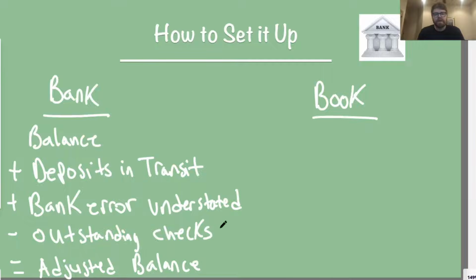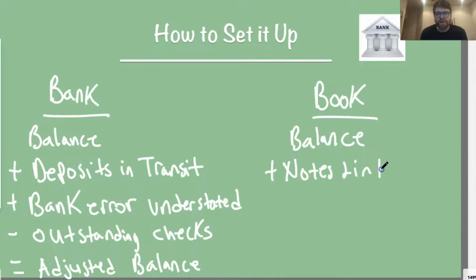Okay. Now over here on the book side, there's some more, but we're not going to go through all of them. So you start with your balance. You'll add in any notes and interest. So what happens there basically is that sometimes the bank will receive a payment from a customer or receive interest from a customer, and then they tell the book or the company, hey, you just got some money from a customer, make sure to add it to your books. So that's what's happening here.